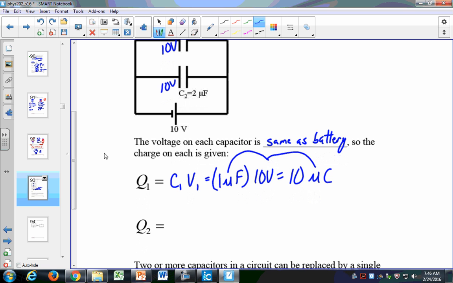And then Q2, of course, is C2V2. That's 2 microfarads times 10 volts, which is equal to 20 microcoulombs.